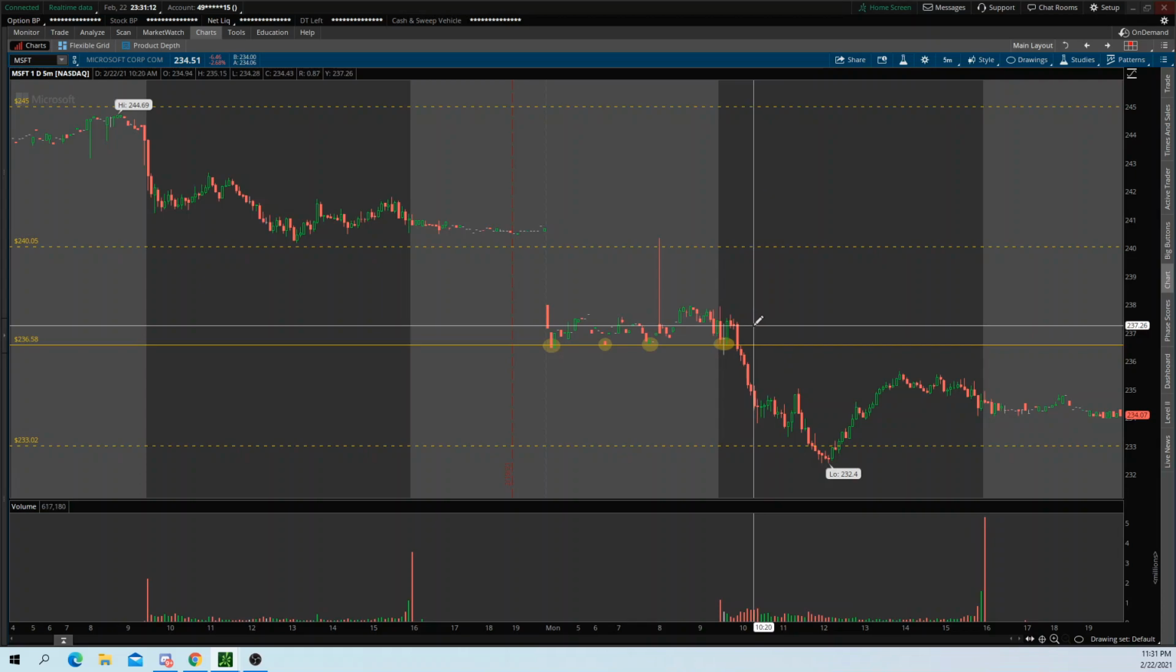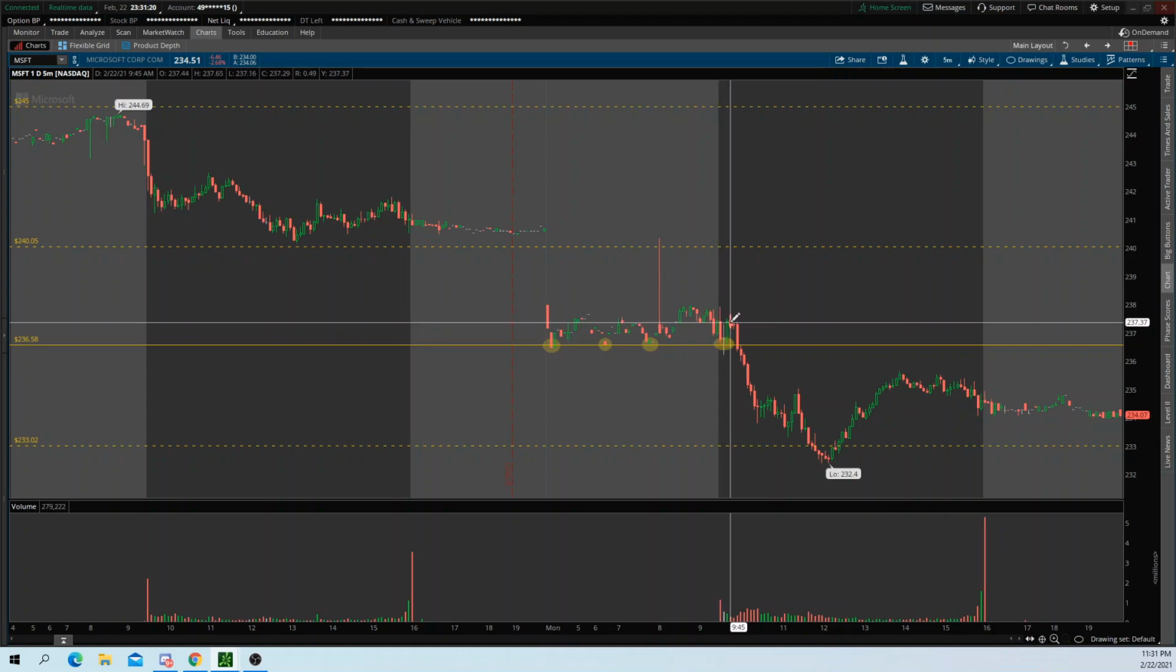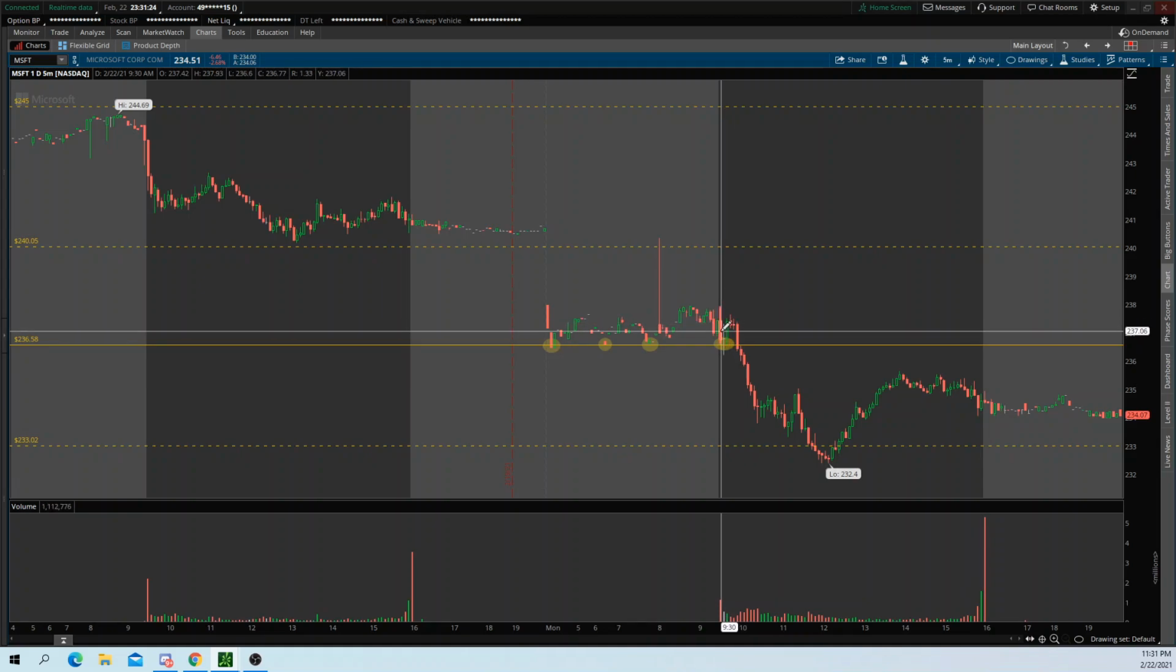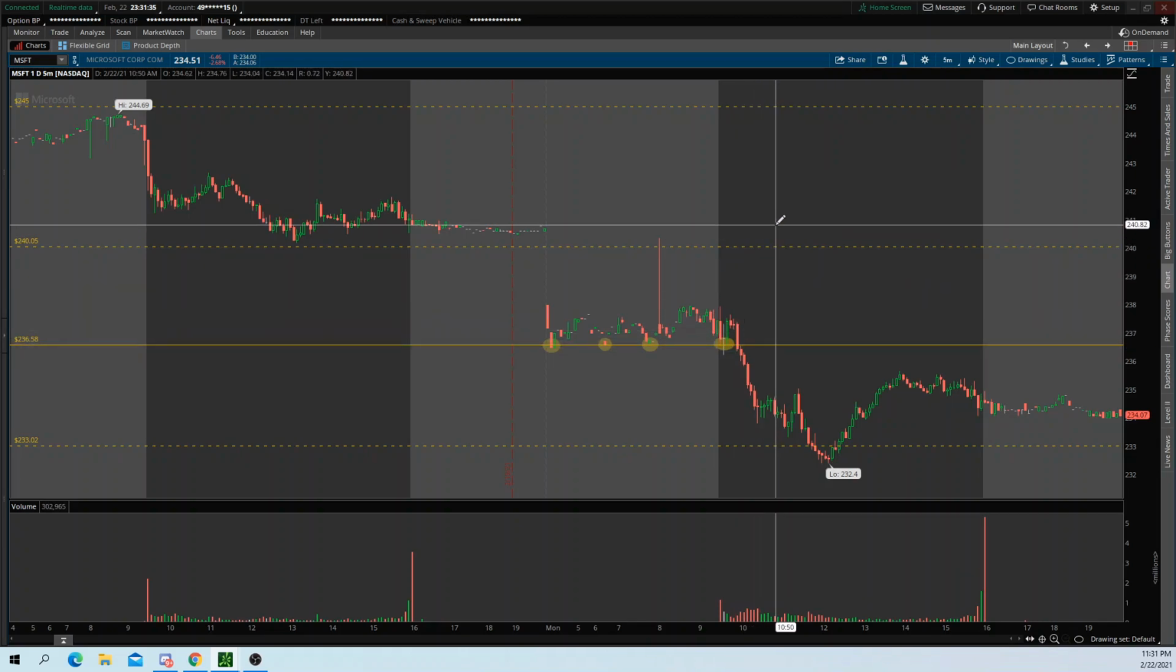Basically, I started really focusing on Microsoft when it made this lower high. At 9:45, on this candle right here, Microsoft was unable to push higher. It started to roll over to the downside. At the same time, QQQ, or the NASDAQ index, was making higher highs.